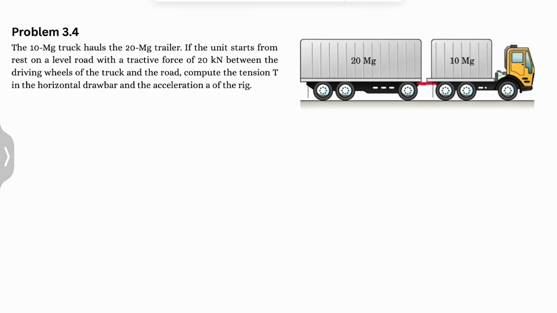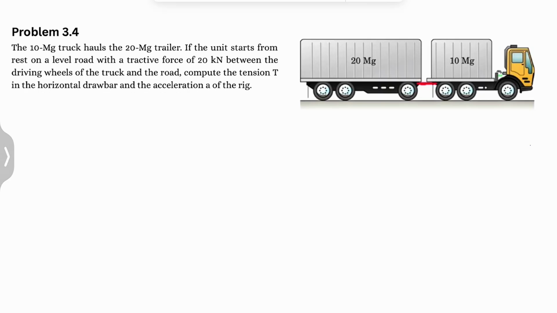We have another question from the third chapter of Dynamics by Meriam. A 10 megagram truck hauls a 20 megagram trailer. If the unit starts from rest on a level road with a tractive force of 200 kilonewtons between the driving wheels of the truck and the road, we need to compute the tension in the horizontal drawbar and the acceleration of the rig. These two are connected with a cable that has a tension T, and obviously we are not in a static condition.